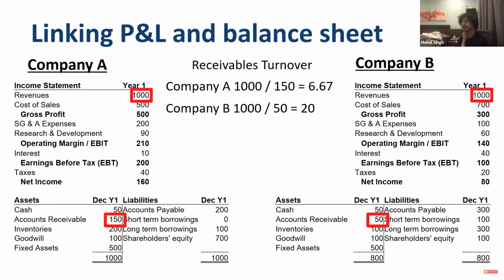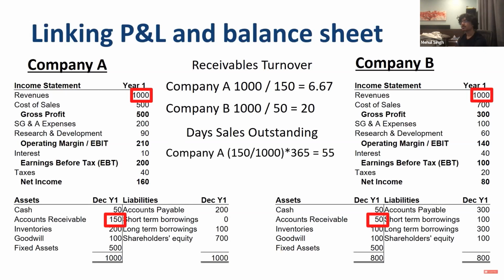Receivables turnover might be a bit abstract for a lot of people, so let's turn it into a more tangible related metric called days sales outstanding. How many days does a company need to wait before a customer pays? 55 days for company A and just 18 days for company B.